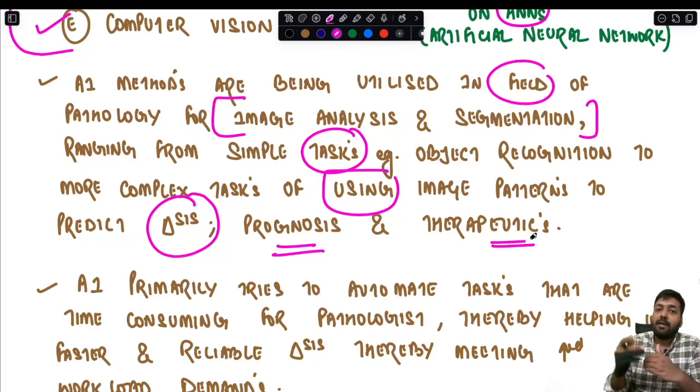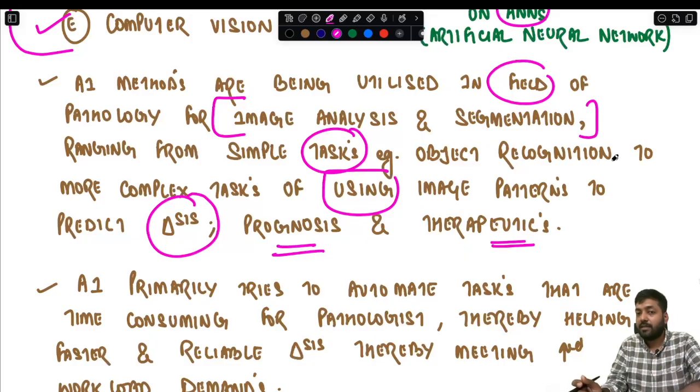To more complex activities, for example, just by looking at the image you can predict what the diagnosis is, or how the prognosis will be, whether the prognosis is good or bad, whether you can classify a particular tumor looking at just the image, and what therapeutics will suit it from the image, so as to suggest the treatment as well. So these are more complex activities of AI in the field of pathology. So AI can be used in pathology in this particular aspect, starting from simple tasks such as object recognition to more complex tasks, for example predicting the diagnosis, prognosis, classification, as well as therapeutics.